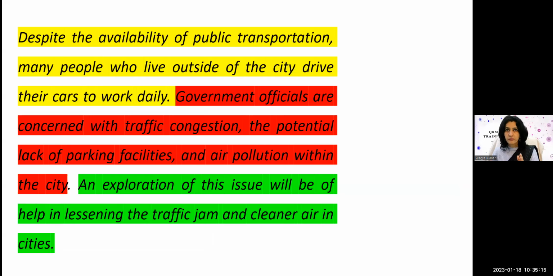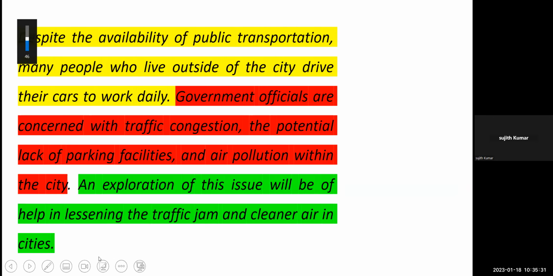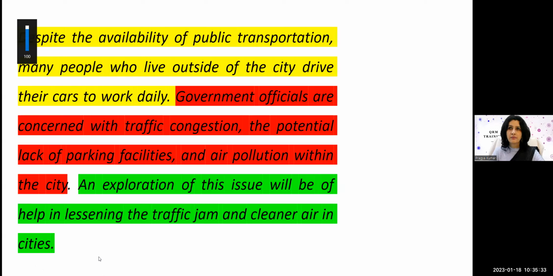Now, one of you can read this statement for me. Sujit, I can see your name at the last. Can you read this? Can you hear me? Yes, I can hear you.